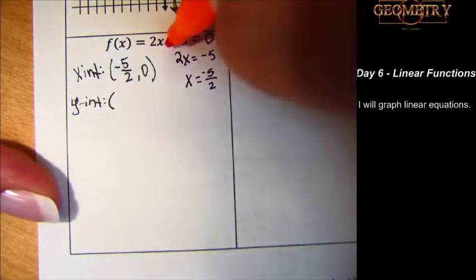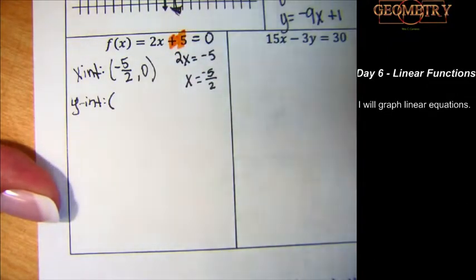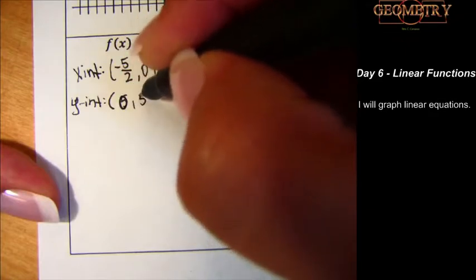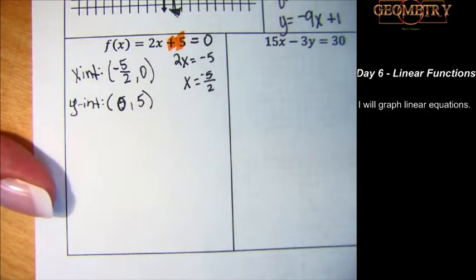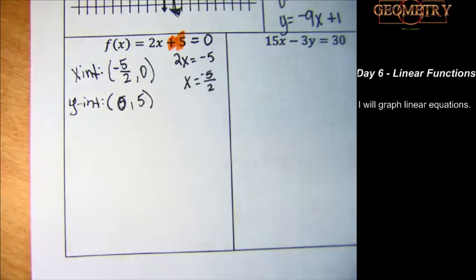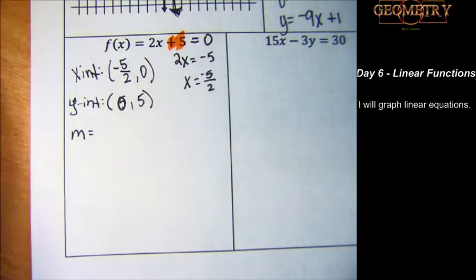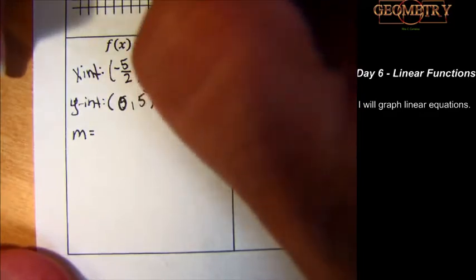5, right here. 0 comma 5. Because with the x-intercept, y is 0, and with the y-intercept, x is 0. What's the slope? 2. The slope is positive 2. It's this number right here.